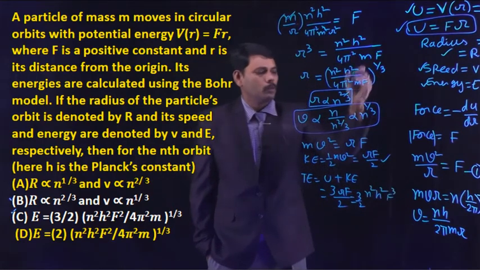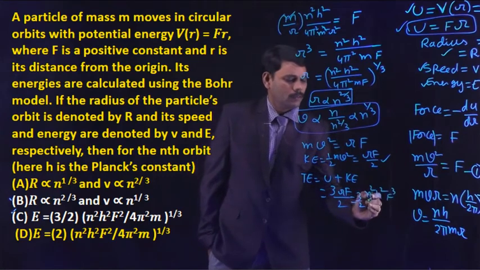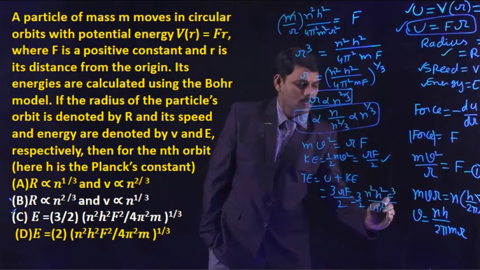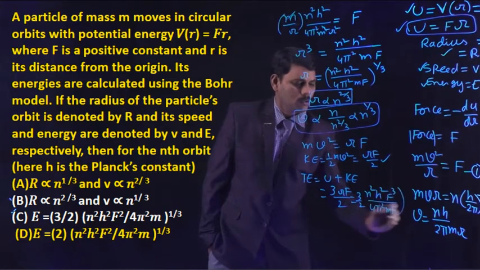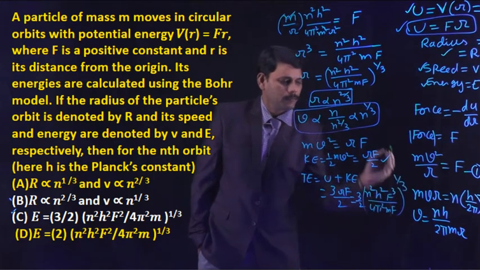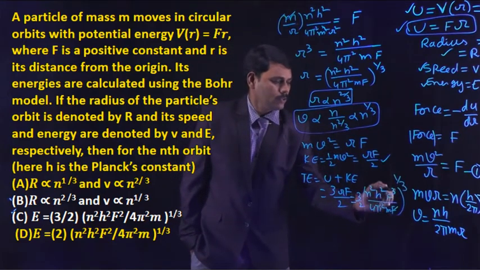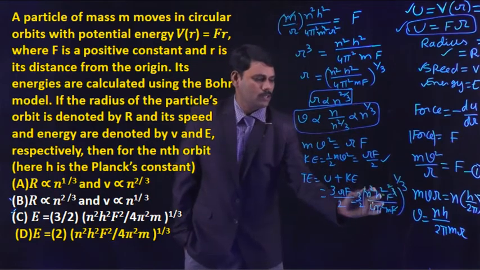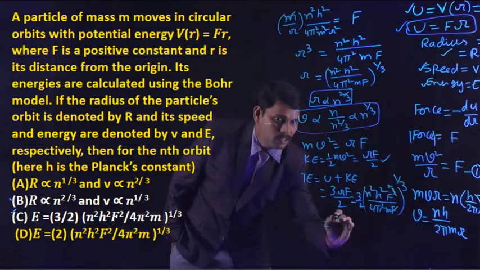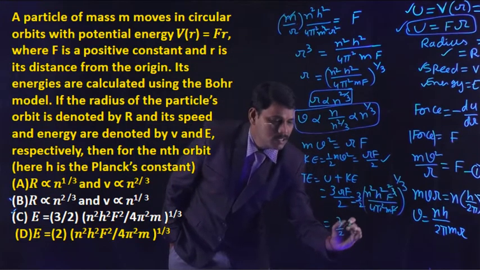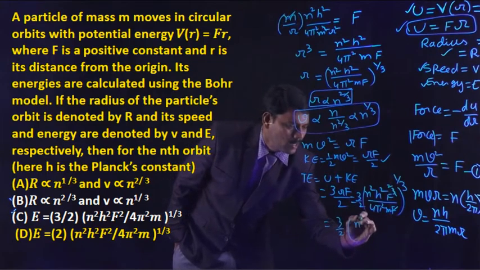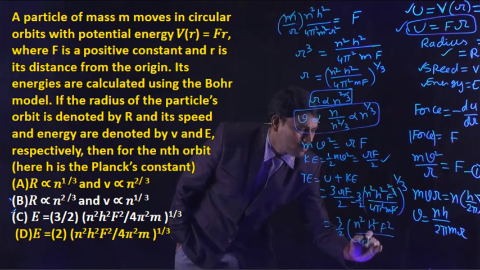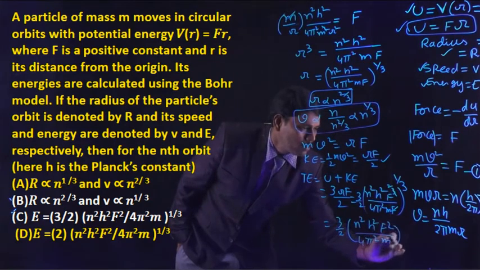F in the cube root becomes f cube divided by 4 pi square mf, whole to the power of 1 by 3. So in the cube root, one f cancels and it becomes f square. So m square h square f square. Therefore, ultimately we write the total energy is equal to 3 by 2 times m square h square f square divided by 4 pi square m, whole power 1 by 3.